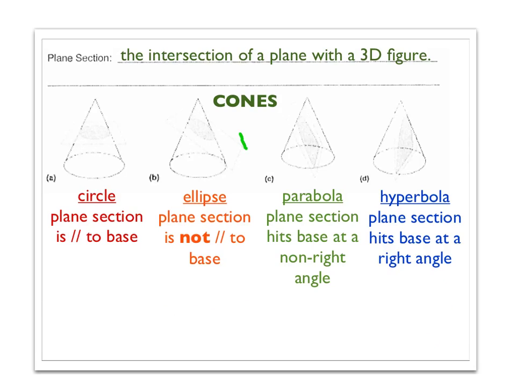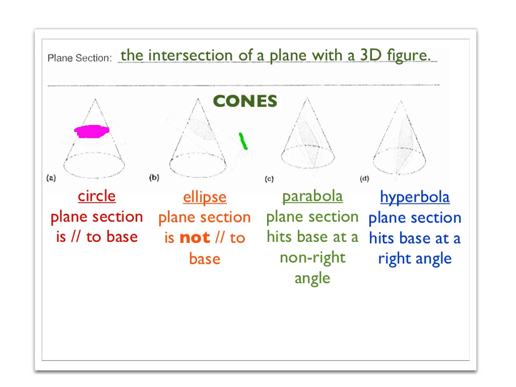Cones only. If I cut a cone with a plane section that's parallel to the base, I'm going to get a circle. Oh, this is really tough to draw. It's going to be the same shape as the base. It's smaller, of course, because the cone's getting smaller as it goes up to the vertex. But if it's parallel to the base, it's going to be the same shape as the base.